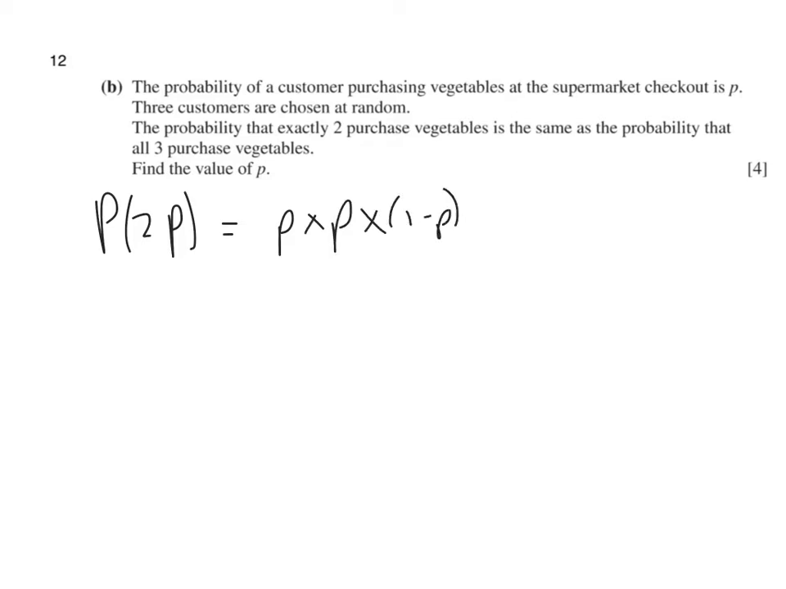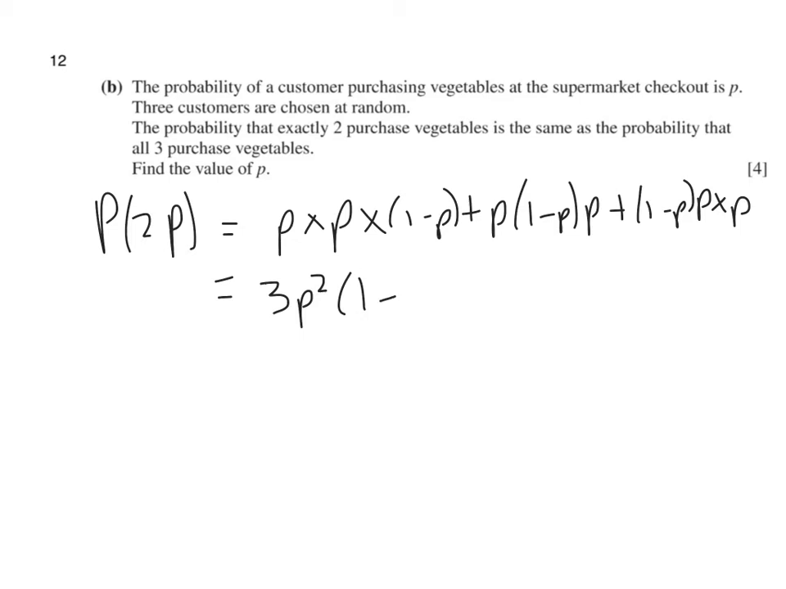and the last person not purchasing, or purchase, not purchasing, and purchasing, the last person. Or the first person doesn't purchase, and the second does, and the third does. Purchase vegetables, I mean. So there's 3 ways that 2 people could purchase vegetables. That could be simplified to be 3p squared (1 minus p).